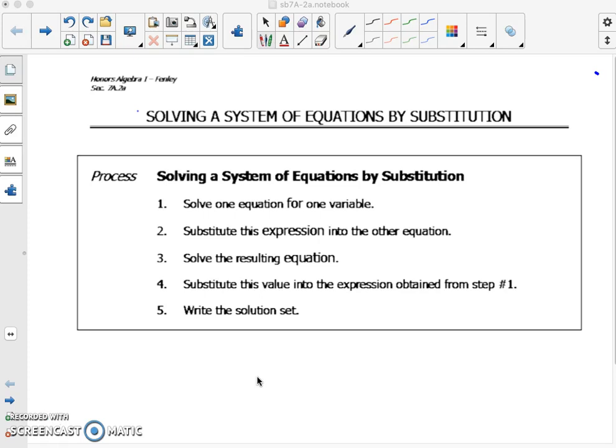All right. Sometimes the board is not working. Substitution. There we go. All right.